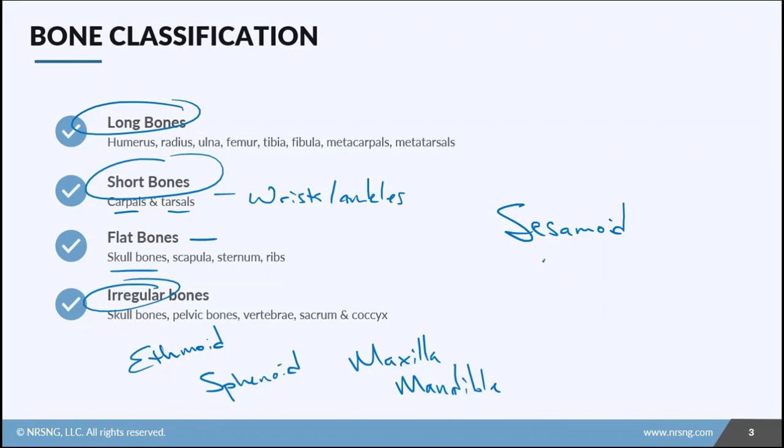Then you have another classification of bones called sesamoid bones. These are bones that are encased by tendon, and they are essentially floating bones. The one that is most often referred to is the patella.